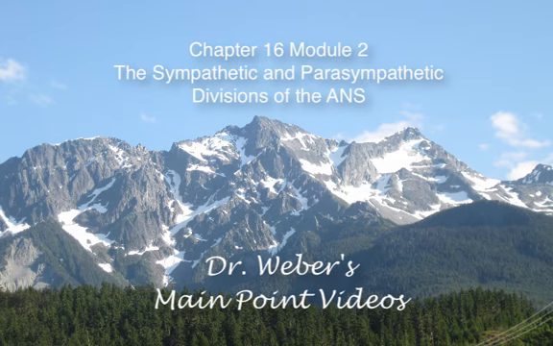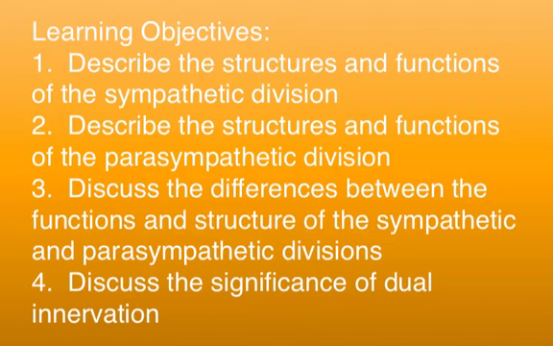This is Chapter 16, Module 2, the sympathetic and parasympathetic divisions of the autonomic nervous system. The learning objectives of this module are: 1. Describe the structures and functions of the sympathetic division. 2. Describe the structures and functions of the parasympathetic division. 3. Discuss the differences in function and structure between the sympathetic nervous system and the parasympathetic nervous system. And 4. Discuss the significance of dual innervation.